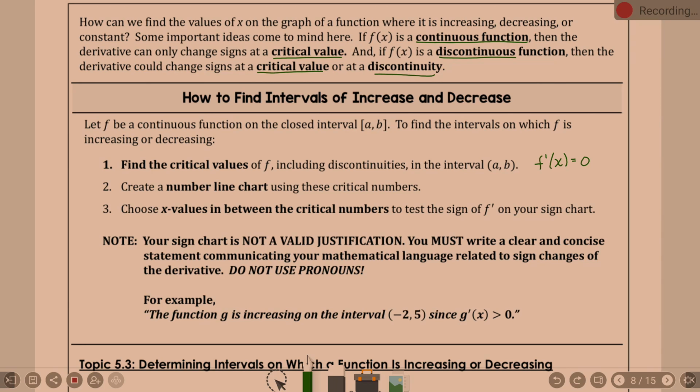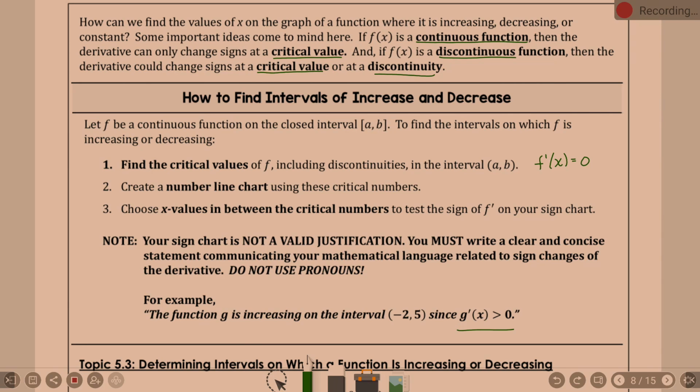Note, your sign chart is not a valid justification. You must write a clear and concise statement communicating your mathematical language related to sign changes of the derivative. Do not use pronouns. For example, the function g is increasing on the interval from -2 to 5 since g prime of x is greater than 0. So basically, since the derivative is positive, that means it is increasing.